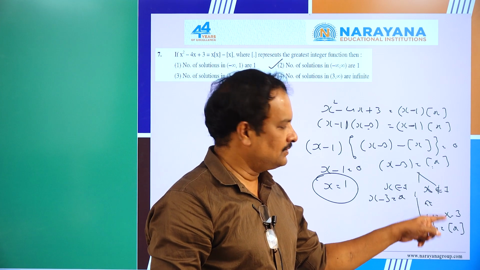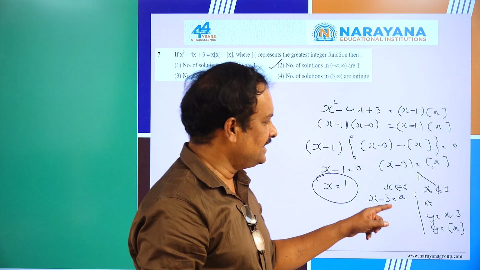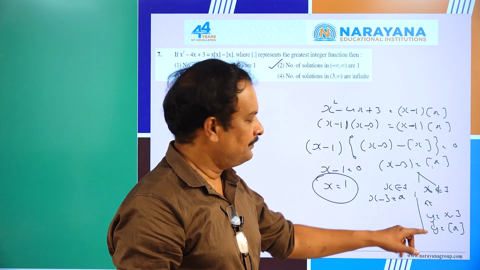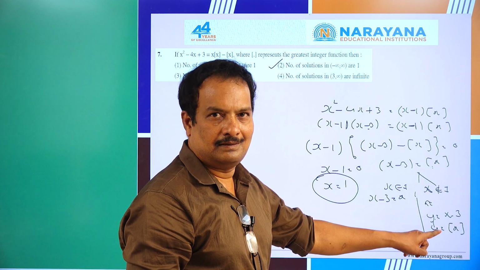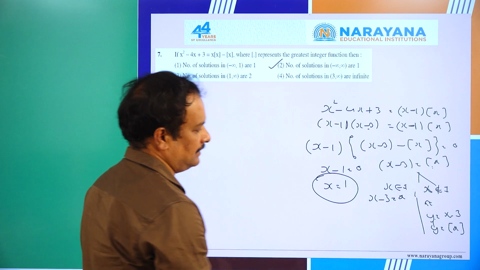So to decide this, you can take the graphs of y = x - 3 and y = [x] also. They will never intersect, and for any fractional values of x here as well. Okay. So now let's go for the next question.